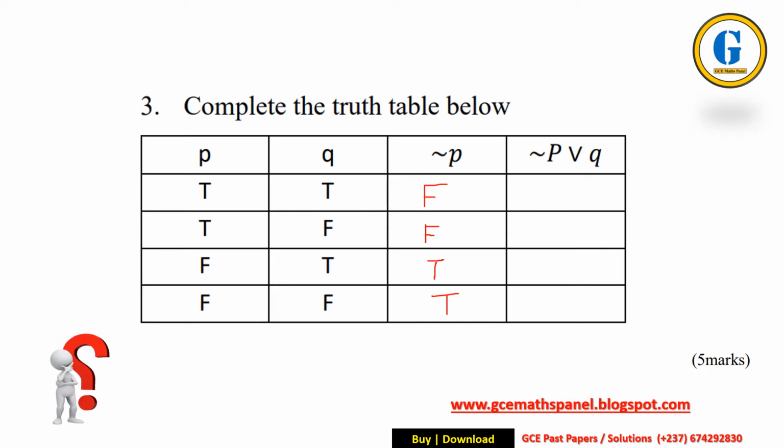Now the negation of P or Q. So we are working now with this negation of P or Q. And we know that the or statement is true when one is true or both are true. It's only false when both are false. So with this, Q is true, the negation of P is false. So one is true, right? As long as one is true, this one will be true. Here, both are false. So it's only false when both are false. So here is going to be false. Here, both are true, so it's true. This one is false and this is true, so it is true. And you have your full 5 marks. You are not negotiating with anybody. They'll give you 5 marks.